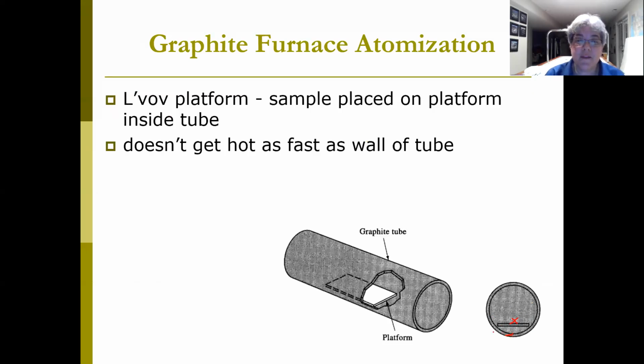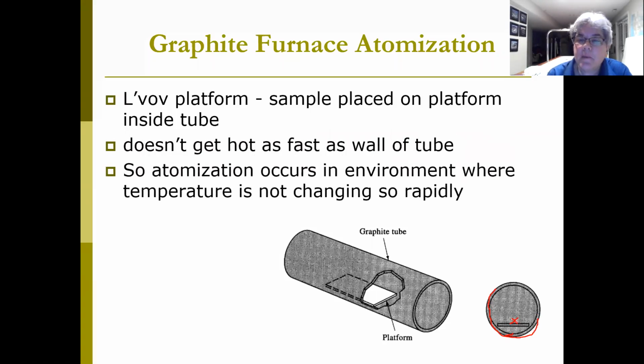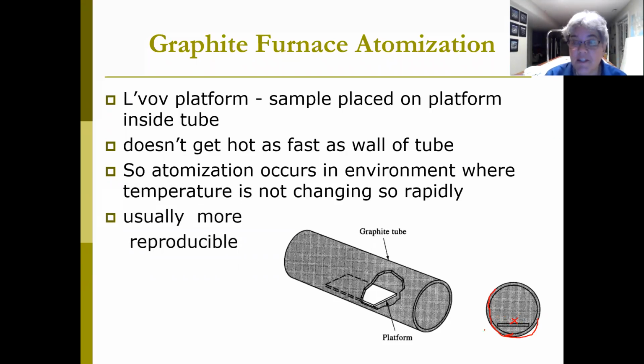Okay, and the reason for this is when you're heating this tube, the borders of these tubes get much hotter than the inside, and you get some uneven heating. So by putting your sample on this little platform up off the tube, it makes things occur in a more reproducible environment. So using this improves the precision of the method. So almost always these tubes will have this little platform in them called a Lvov platform.